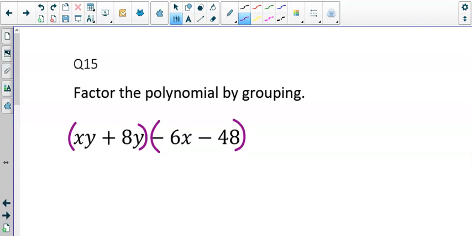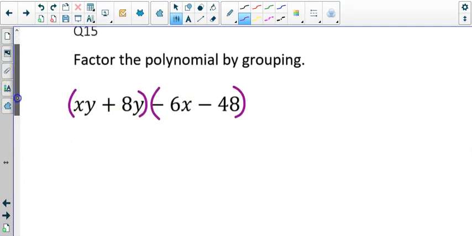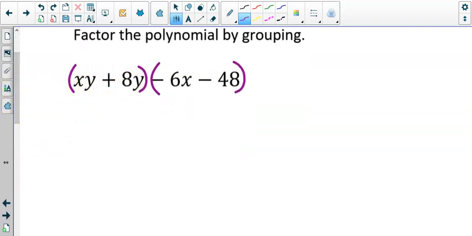So we're going to look in this first parenthesis. What's the GCF in here? What can I take out of it? What do both of these have in common? A y. So we're going to pull the y out. And what's left after I pull the y out of that? The x plus 8. Because all I did was pull the variable y out of both of those.